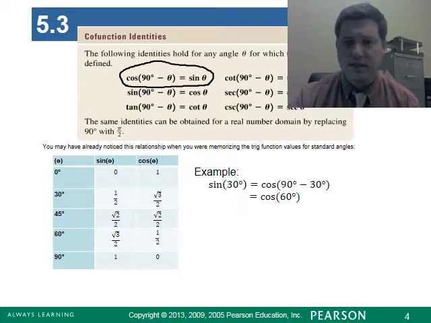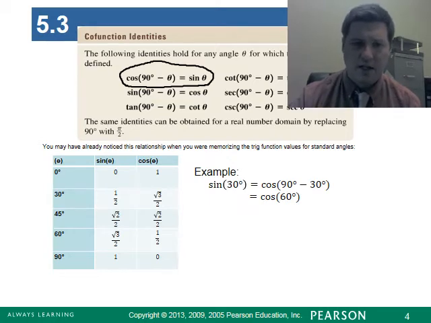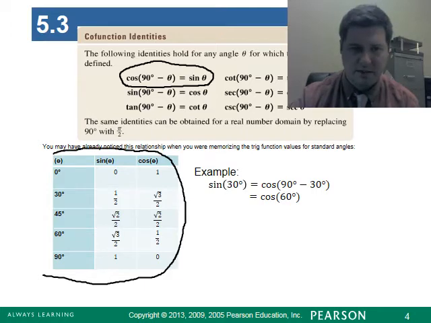As long as the difference in their angles is, well, excuse me, if the angles sum up to 90 degrees, they should have the same trig function values. If you've been working with these standard values I've got in our table, you may have already gotten an intuitive grasp of this.